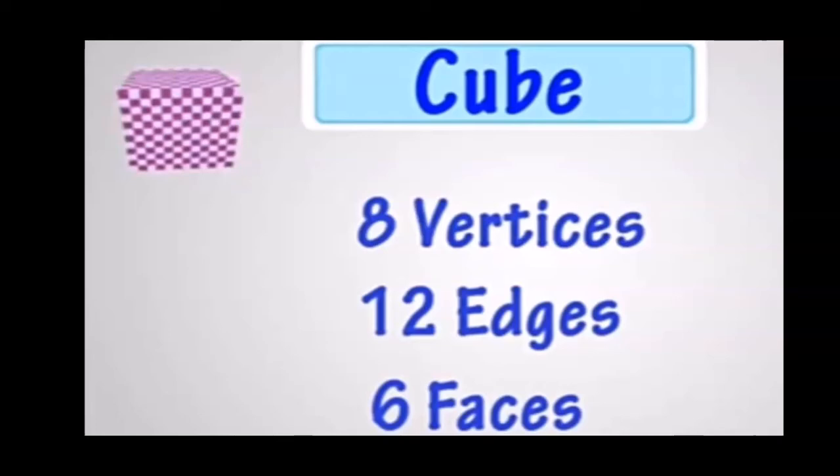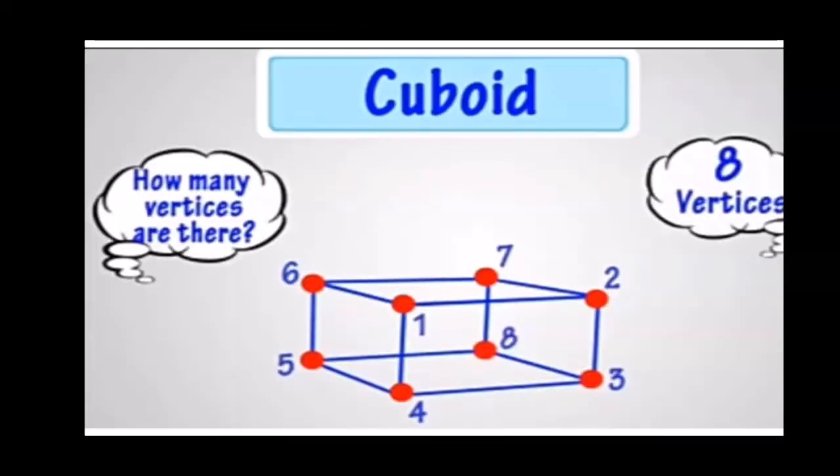Yes. Next we'll move to cuboid. See the cuboid. Cuboid means the front view looks like a rectangle, whereas in the cube, the front view looks like a square. Clear? See, now we'll count how many vertices are there in cuboid. Vertices means what? Yes, corner. Now we'll count 1, 2, 3, 4, 5, 6, 7, 8. So in cuboid you are having 8 vertices.